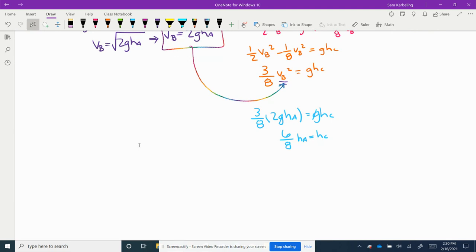So what is 6/8 of 40? Whoops. 6/8 or 3/4 of 40. Oh, I could have done that in my head, couldn't I? Ha! I'm a rock star. It's 30 meters. That's how high up it needs to be.